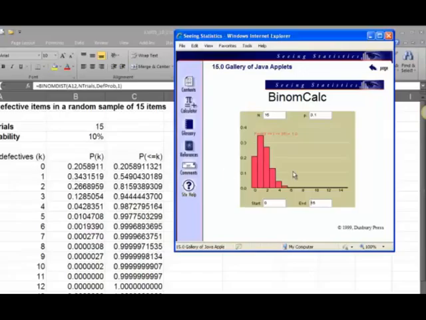So for example, if I wanted to know the probability at 0, I'm going to start at 0, end at 0. So now the red shaded bar is the bar that I've calculated, and it's pretty hard for you to see. The print is somewhat small, but the probability exactly at 0 is 0.2059, which is what our BINOMDIST formula gave us.